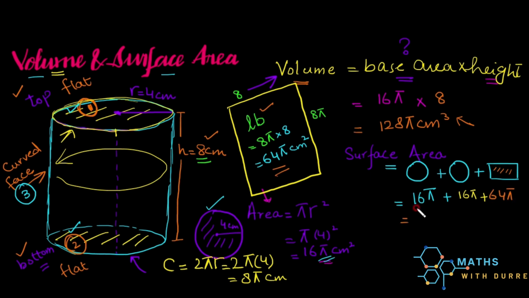So now you can add all of them. It is 32 pi plus 64 pi, and after solving them we are getting the answer, that is 96 pi centimeter square. So this is how you can easily calculate the volume and surface area of a cylinder.